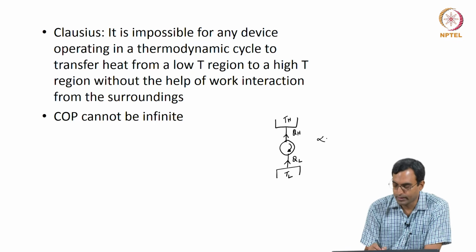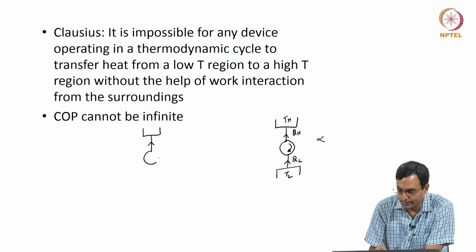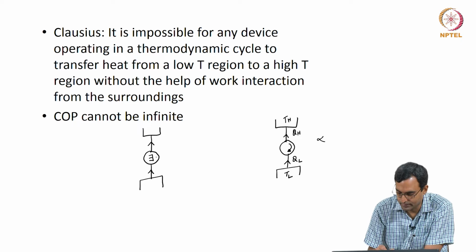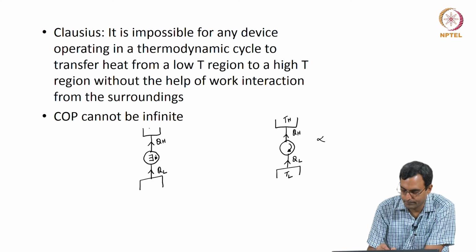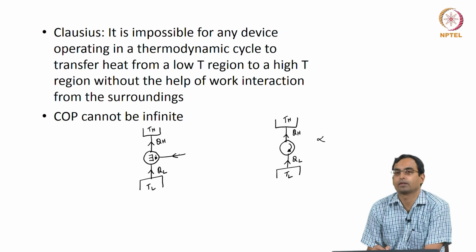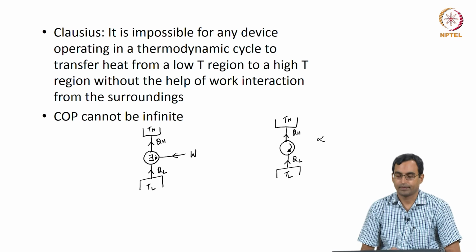What is possible is a kind of device we had drawn earlier, where I take the help of work from the surroundings. So this is my system. This is essentially my reverse heat engine, or a heat pump, or a refrigerator. I will draw it as a reverse heat engine. What I want to do is take QL from here and transfer it on top. What the second law says in the form of the Clausius statement is that I need to have some amount of work done over here, otherwise this is not possible.